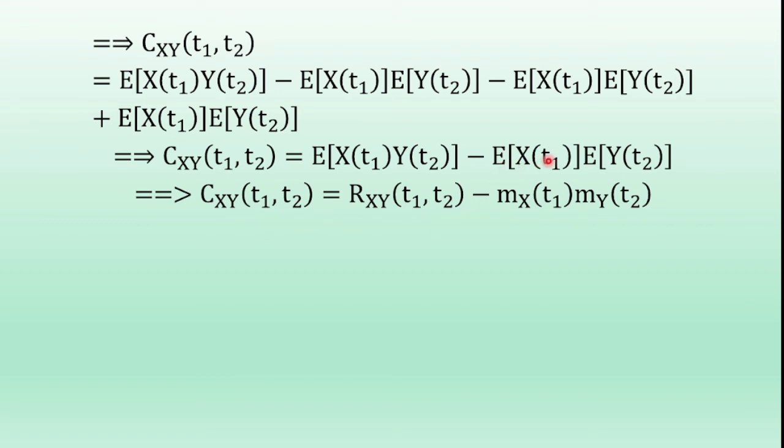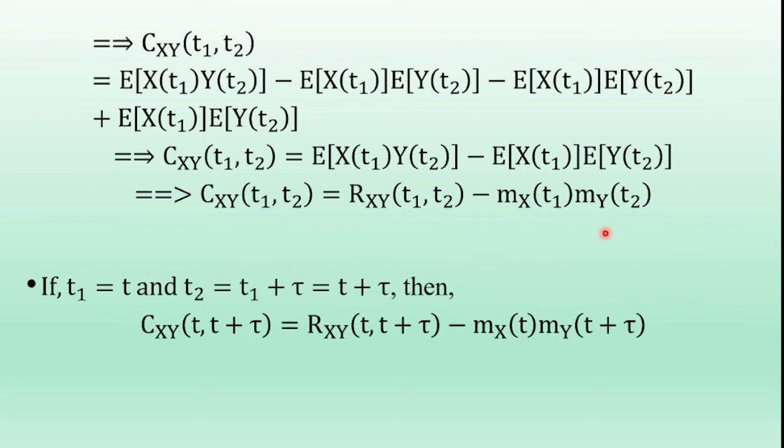Therefore C_XY(t1, t2) is equal to R_XY(t1, t2) minus E[X(t1)] E[Y(t2)]. The expectation of X(t1) is also written as m_X(t1), and the expectation of Y(t2) is also written as m_Y(t2). Now substitute t1 equal to t and t2 equal to t plus tau. Therefore C_XY(t, t plus tau) is equal to R_XY(t, t plus tau) minus m_X(t) m_Y(t plus tau).